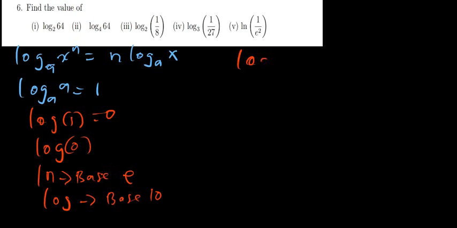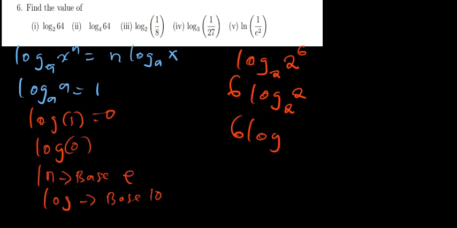So log base 2 of 64. 64 can be written as 2 to the power 6. The property of log allows me to shift the power to be in front. That becomes 6 log base 2 of 2, and log base 2 of 2 is 1. So 1 times 6 is 6. Pause the video, try to solve part 2.